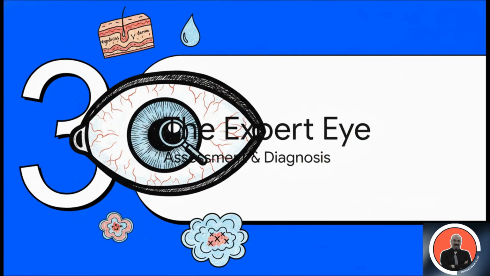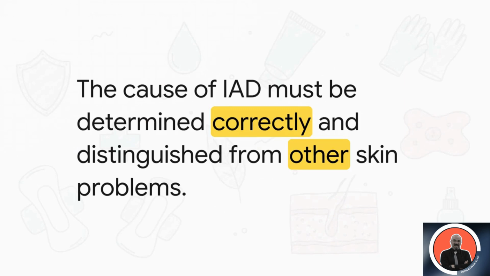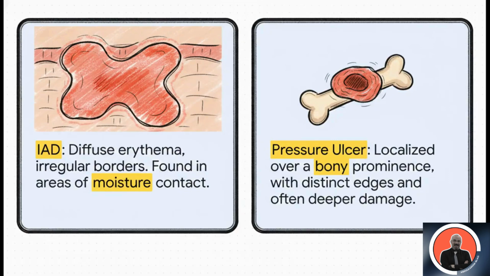Now we get to what is, in my opinion, the most critical clinical skill we have: developing an expert eye for accurate assessment and diagnosis. The literature is crystal clear on this. The first step, the most crucial one, is getting the identification right. We have to be able to tell IAD apart from other skin issues, especially its most common and dangerous lookalike, a pressure injury. This is where that expert eye is just so essential.